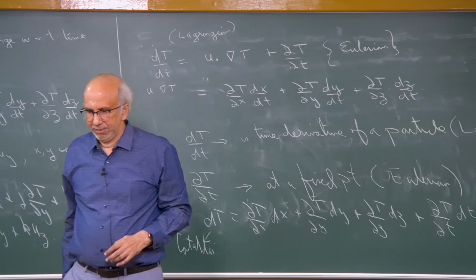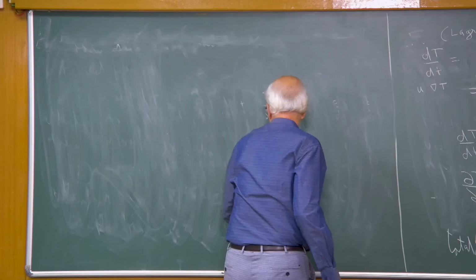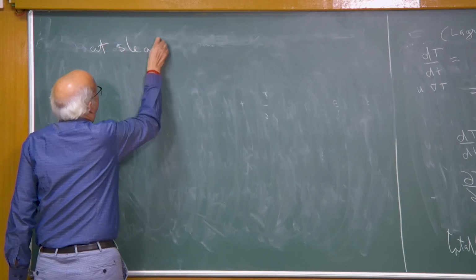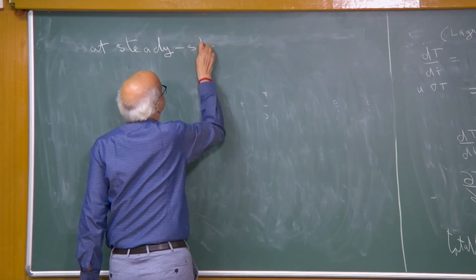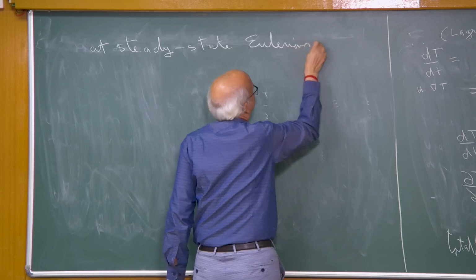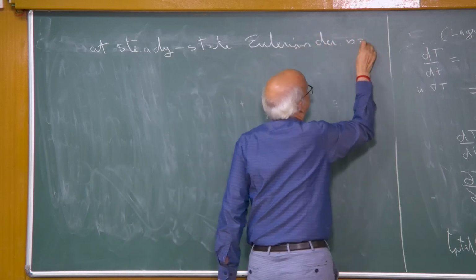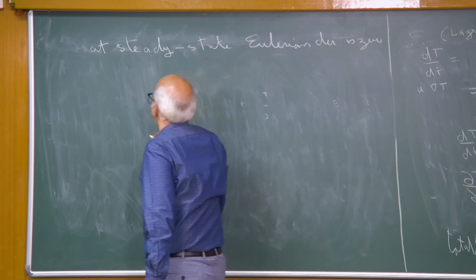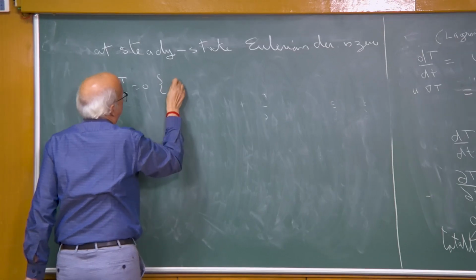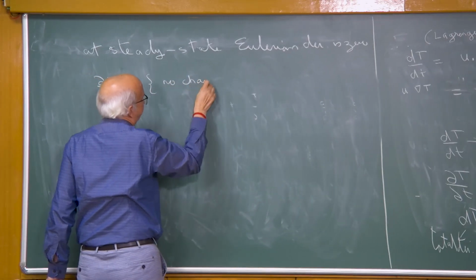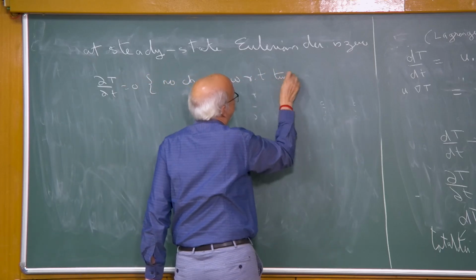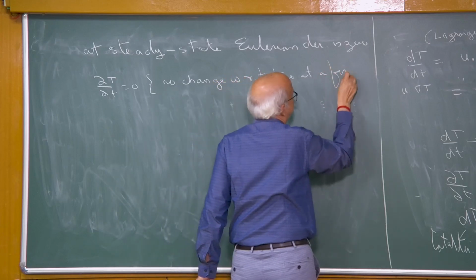So at steady state, the Eulerian derivative is 0. That means no change with respect to time at a fixed point.